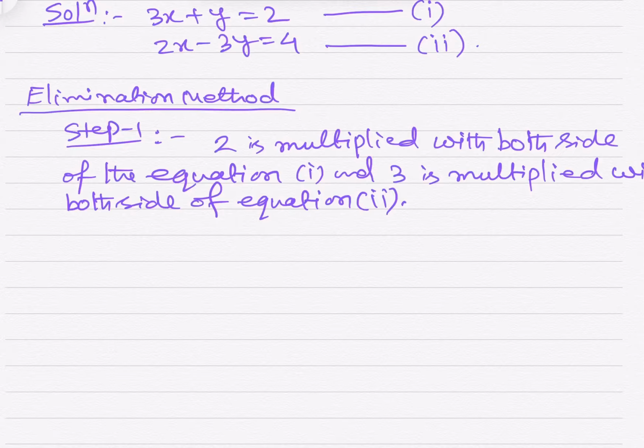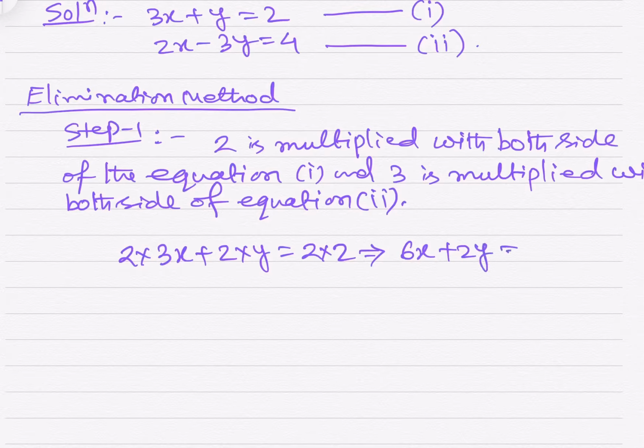So 2 is multiplied on both sides of equation 1, which is 2 into 3x plus 2 into y equals 2 into 2. Now simplify the expression. 2 into 3 is 6x, plus 2y equals 4. So this equation is named equation 3.